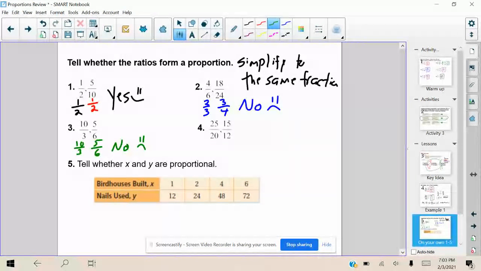10 over 3 is not proportional with 5 over 6. Lastly, number 4, 25 over 20 and 15 over 12. Let's see if we can simplify those fractions.